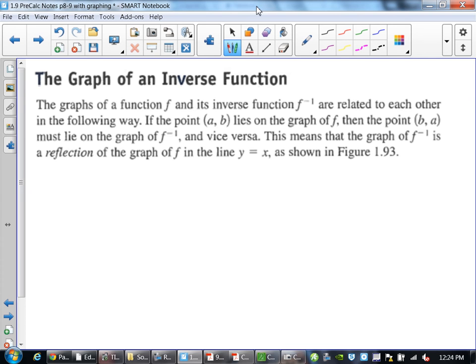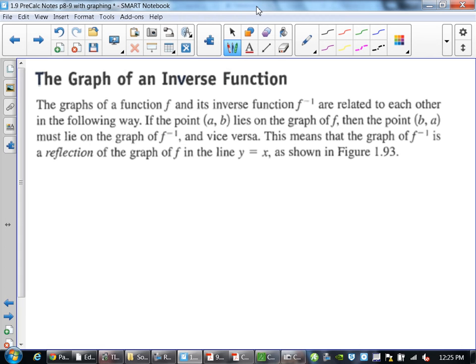This is still 1.9. And the way that I want you guys to approach working with graphs of inverse functions is I want you guys to think of it as something very, very easy. This first statement here, if you read it through, is kind of annoying, much like most of the way they define things in math textbooks.